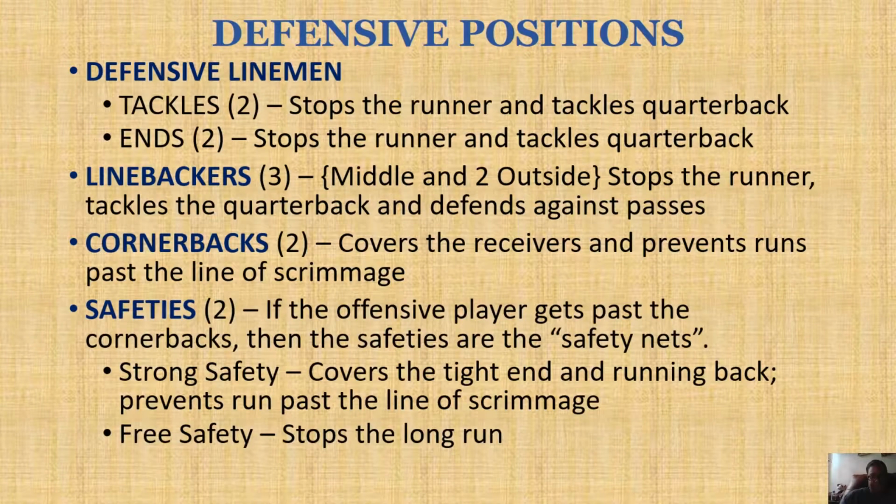You have 2 safeties. If the offensive player gets past the cornerbacks, then the safeties are the safety nets. Okay, they are the last person that can stop that runner from making a touchdown. So they are the safety net. They are to stop that person. You have a strong safety that covers the tight end and running back and prevents runs past the line of scrimmage, and the free safety stops the long run.